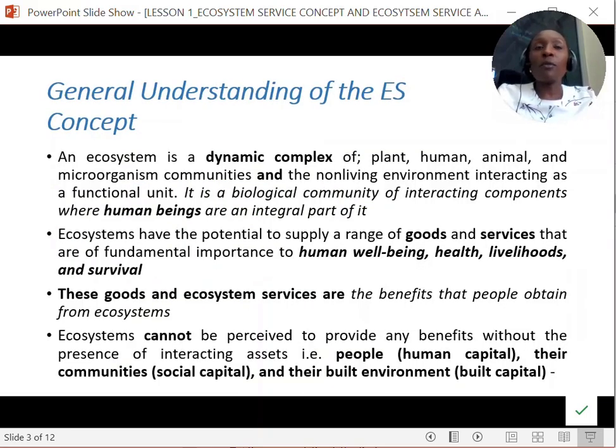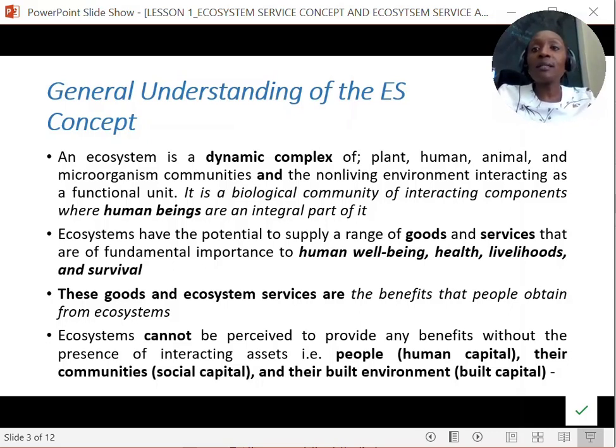Now, from a very broad perspective, what is an ecosystem? We can define an ecosystem as a multifaceted complex that is very dynamic and is made up of living things like plants, animals, microorganisms, as well as non-living things or environments that all interact as a functional unit. In other words, an ecosystem is a biological community of interacting components, where we as human beings are a central or integral part.